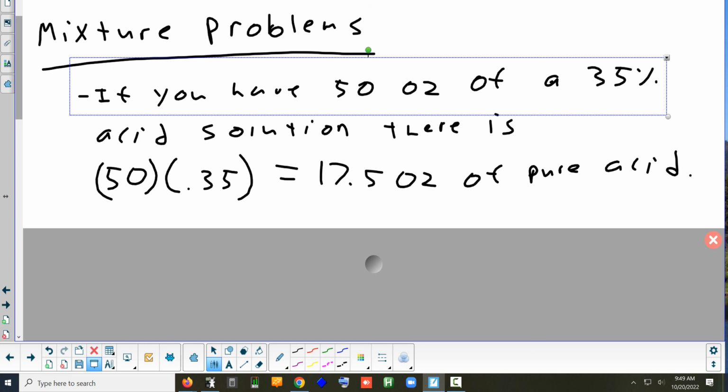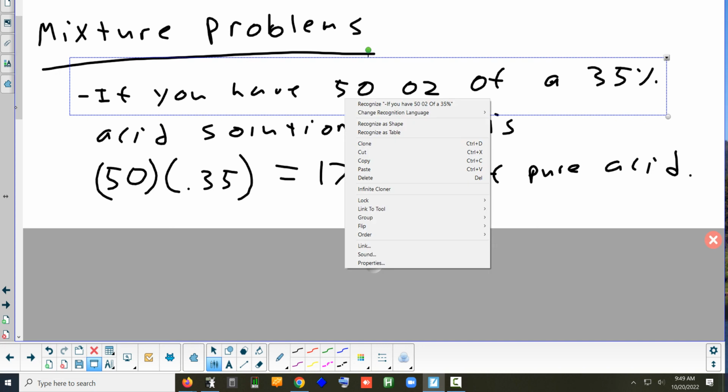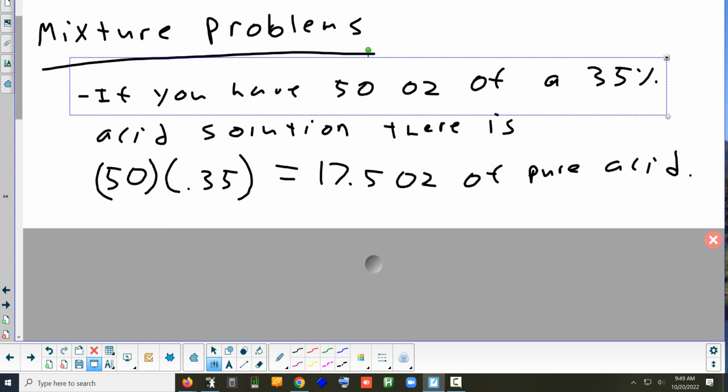What is the rest of it? I don't know. It's just something else. But you just multiply how much you have times the percentage. It's like if I said to you, there were 50 questions on a test, and you got 35% of them right. How many questions did you get right? 17 and a half right. Okay. Same idea.